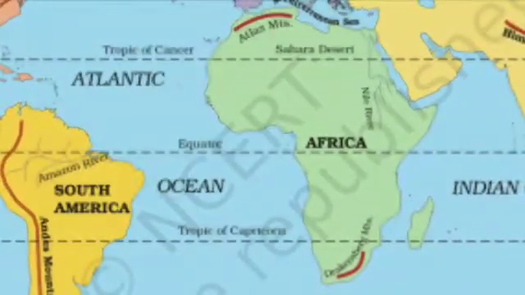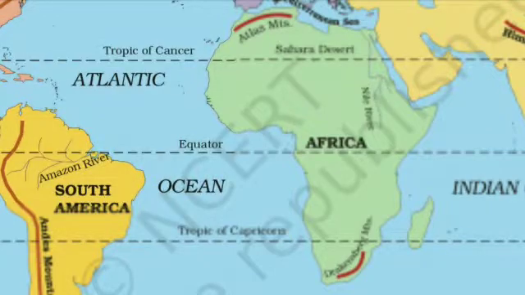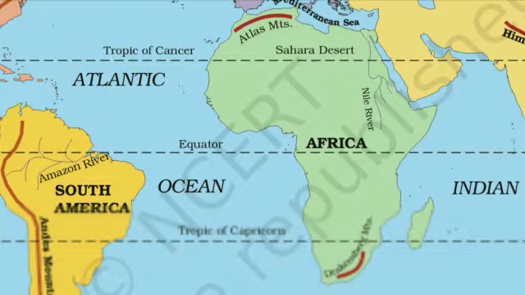Children, dear children, I am repeating again. Africa is the second largest continent. The major portion of Africa lies in the northern hemisphere. This is the only continent through which three major longitudes pass. The equator, the Tropic of Cancer and the Tropic of Capricorn pass through this continent. The equator passes almost through the middle of Africa.